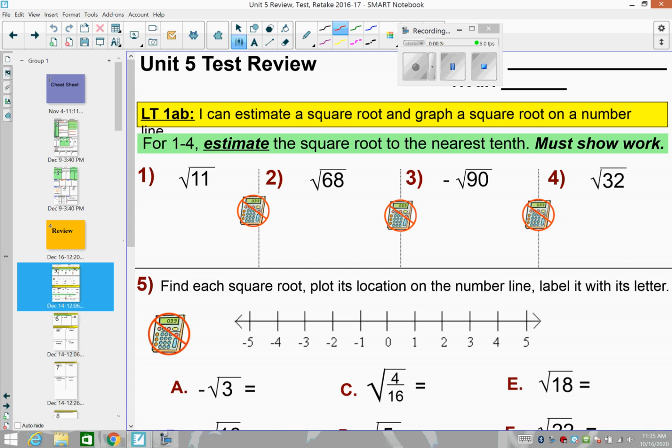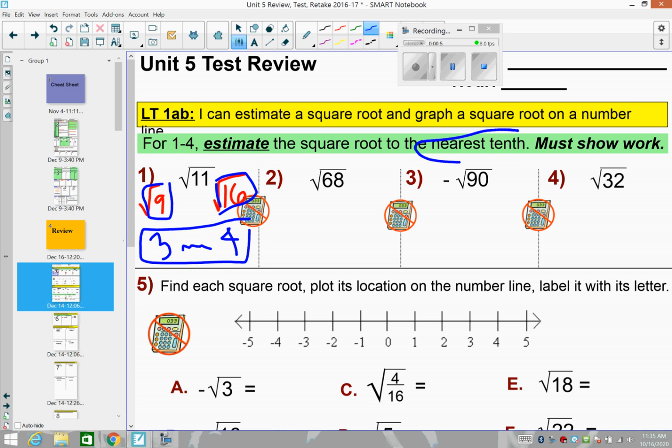But the square root of 11 would be between the perfect square of the square root of 9 and the perfect square of the square root of 16. The square root of 9 is 3, and the square root of 16 is 4. So the square root of 11 is somewhere between 3 and 4. It says to estimate to the nearest tenth. I'll be super flexible on that, if you can just estimate it between the two integers that it lives between, the integer of 3 and the integer of 4. So it's 3 point something. That will be sufficient right now in our work, just being able to figure out the integers that it's between.